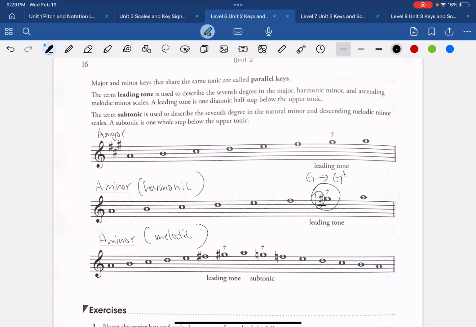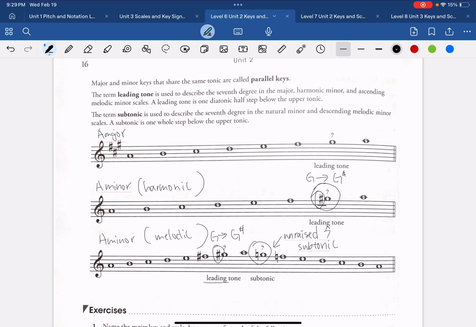And then for melodic form, on our way up, again, we raise G to a G sharp. So that becomes the leading tone. However, as we come down, we lower the seventh. So this seventh, it's unraised because it's just a G natural, right? It's the unraised seventh, so that's called the subtonic.